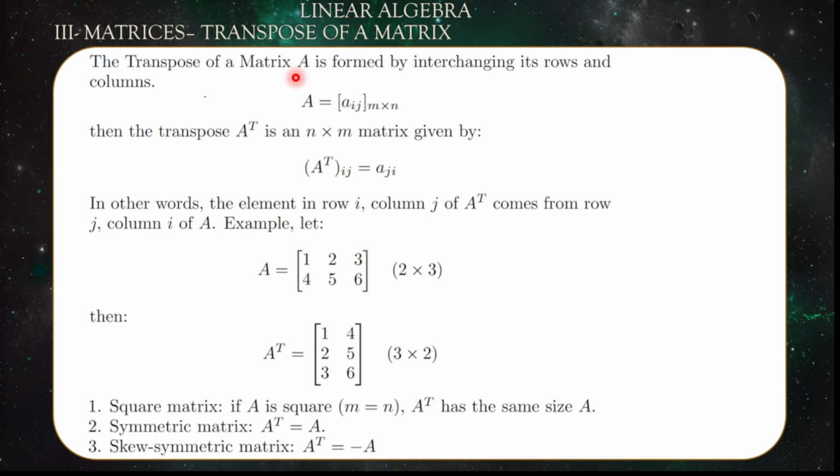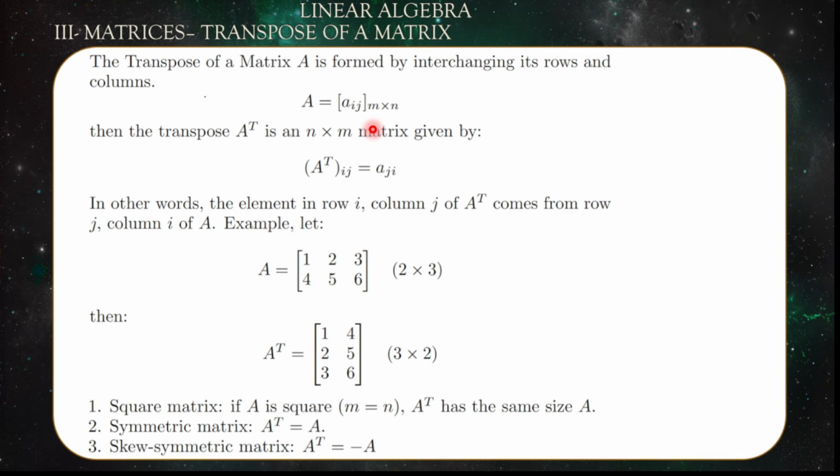The transpose of a matrix. The transpose of a matrix is formed by interchanging the rows with columns, meaning that you flip the rows, all the rows become columns. Let us expand on that. So A is equal to Aij, m by n. The transpose of the matrix, At, gives us Aji. So we flipped the elements.